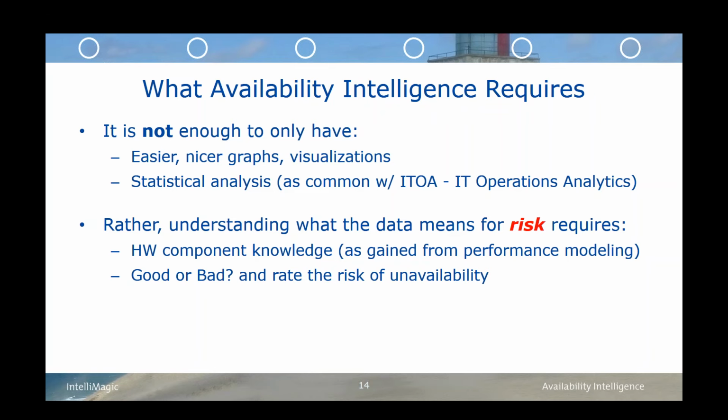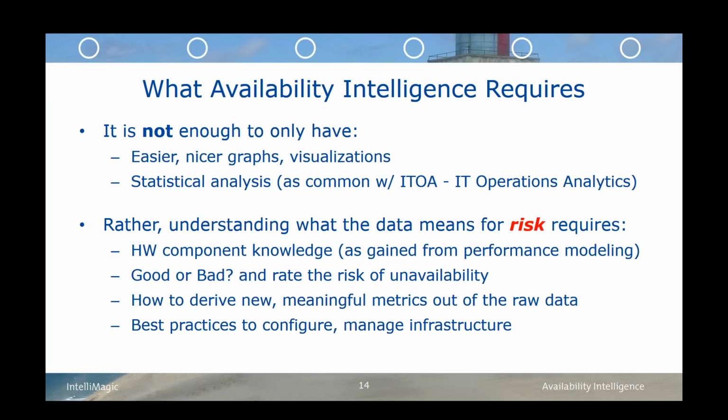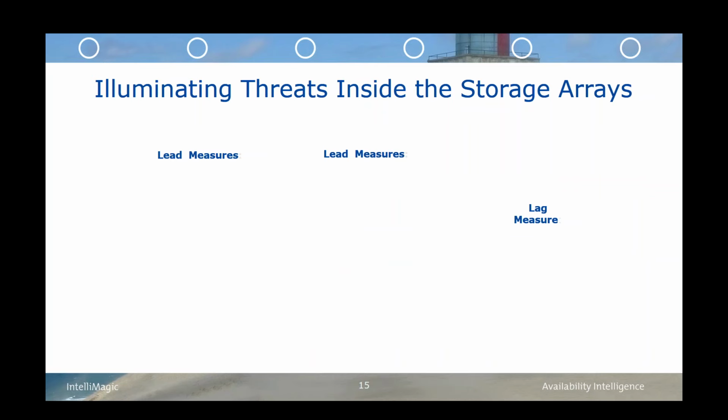That's pretty important to know if you really want to get to this stage of dealing with things ahead of time. And you need to derive some new meaningful metrics out of the raw data often in order to do this kind of thing as well. And we do some of that, as well as applying some of the best practices on how the configuration ought to be able to manage the infrastructure better and to create an appropriate balance of workloads across the physical resources. And it's important to also have a way to easily visualize what is the risk and how is the risk changing from hour to hour and day to day, so you can do something about it.